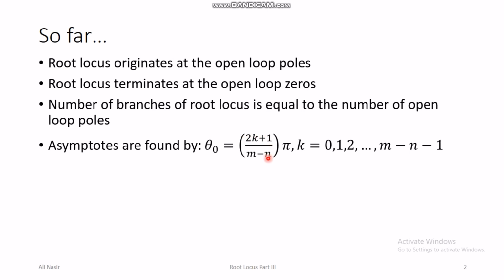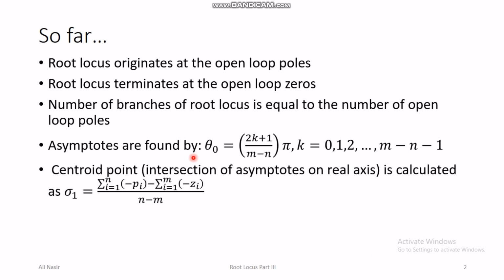If there is only one excessive pole, it goes at the angle of minus 180 degree. If there are two excessive poles, one goes at 90 degree, another goes at 270 degree. If there are three excessive poles, one goes at 60 degree, other goes at minus 60 degree, and the third one goes at 180 degree, and so on. So we did this in the last lecture. We looked at some examples of asymptotes for the difference between poles and zeros up to 4.